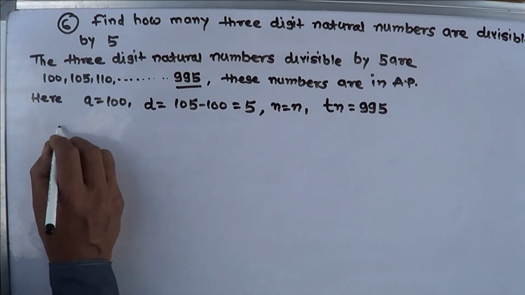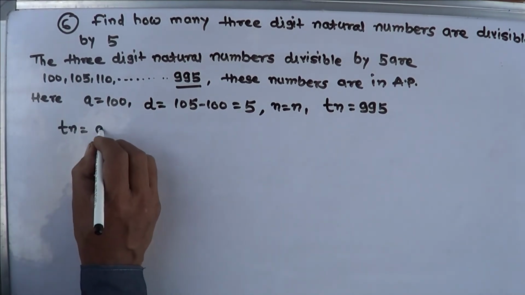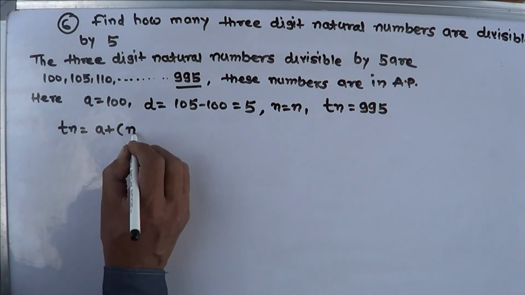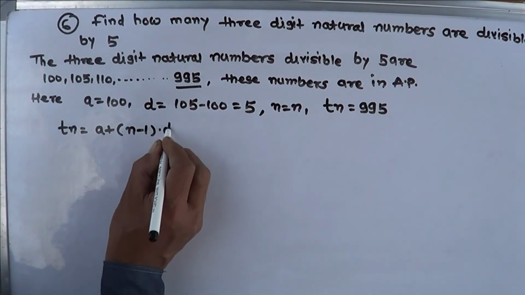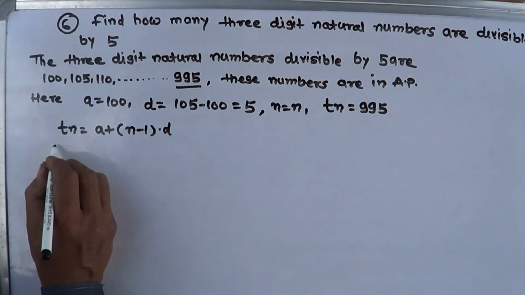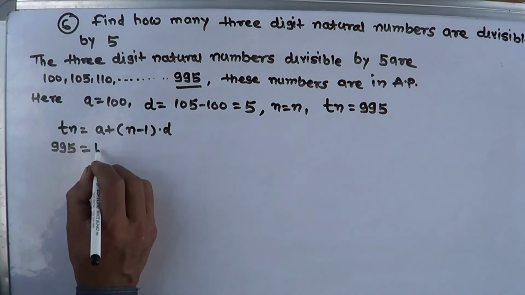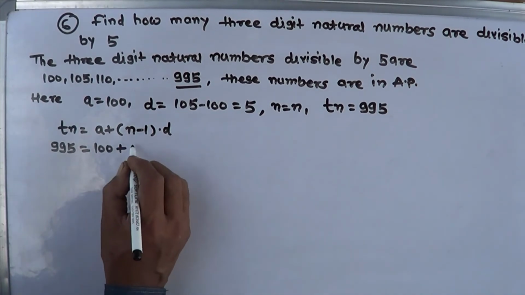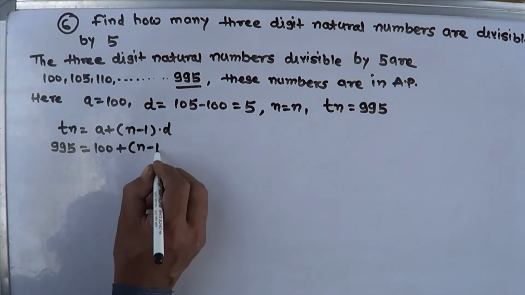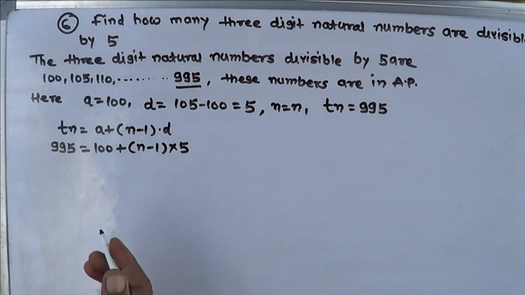So our formula is Tn equal to a plus (n minus 1) into d. Put the values. Here Tn is 995, equal to the value of a, which is 100, plus we don't know n, minus 1, into the value of d, which is 5. We will solve this.